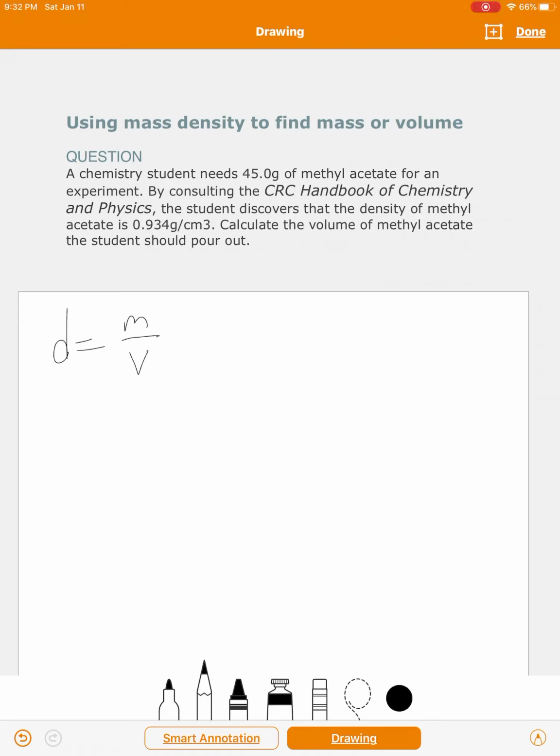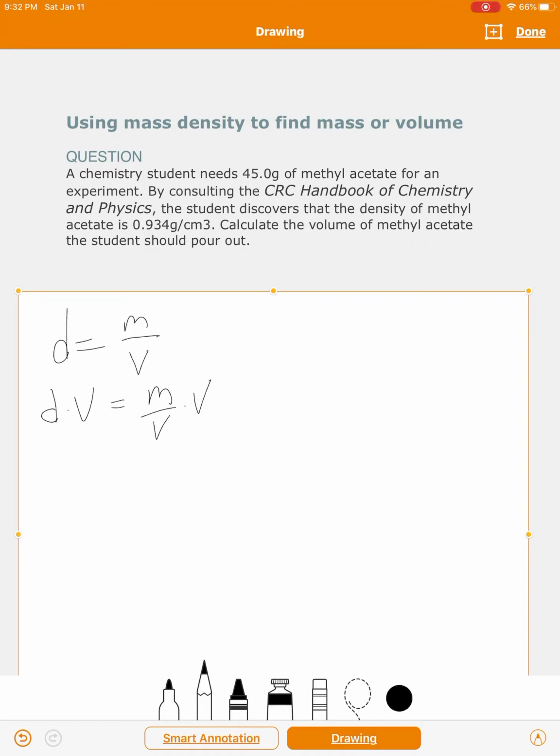So what I'm going to do is multiply both sides by volume. So density times volume is equal to mass divided by volume times volume. See, I multiplied both sides by volume. In general, algebraically, if you do one thing to one side of the equation, you do the same thing to the other side of the equation, that's perfectly allowable.